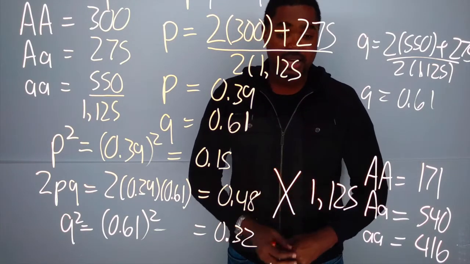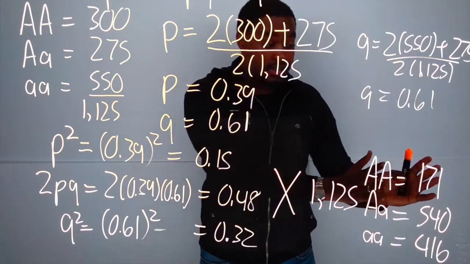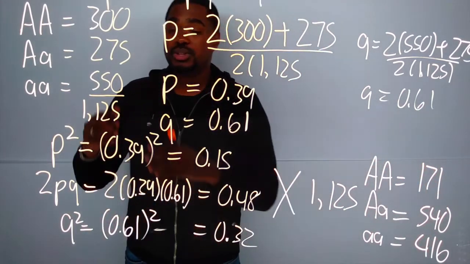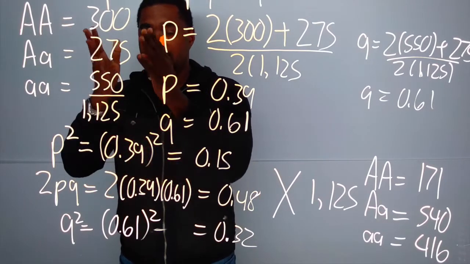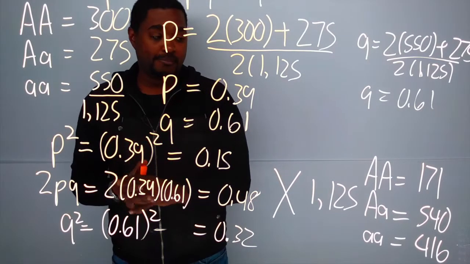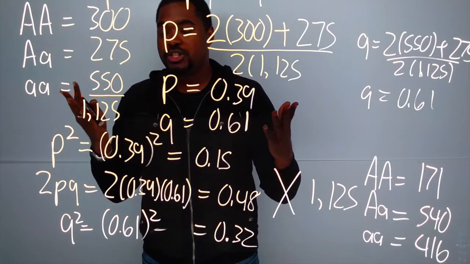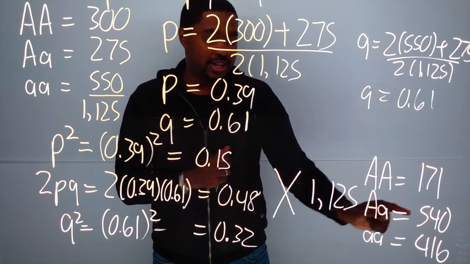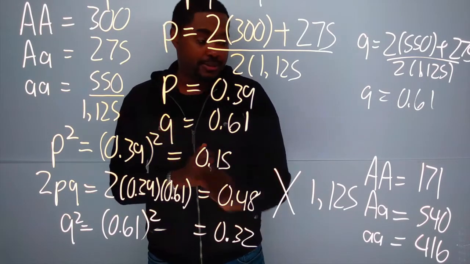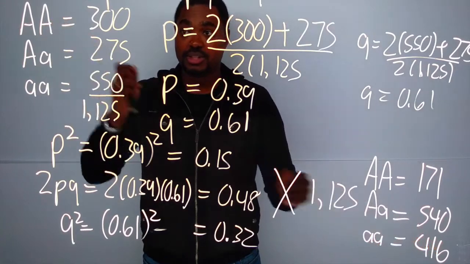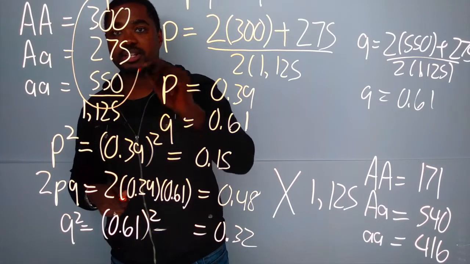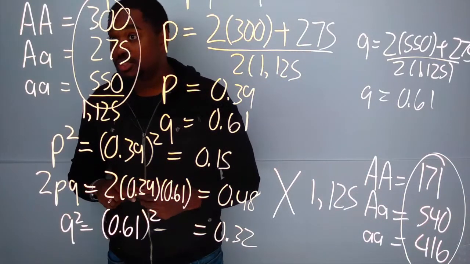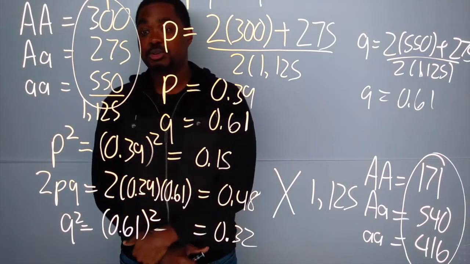The final step now is to compare these expected numbers, if the population is in Hardy-Weinberg equilibrium, to the observed actual numbers that we get. 300 is different from 171, 275 is different from 540, 550 is different from 416. If you could see these two numbers, maybe I could circle them to offset them here. They do seem, off the bat, if you were just to look at them, you would say they're different.